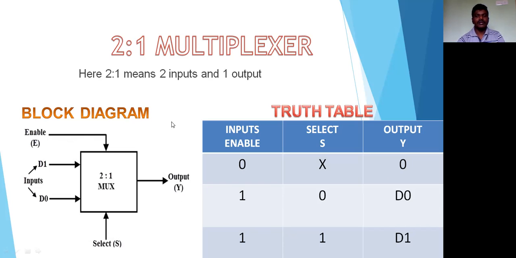As I told you, any combinational circuit can be represented in three ways. That is truth table, logic diagram, and the Boolean equation. Here we have represented this 2 to 1 mux in truth table form. We can represent it in logic equation form also, and we can represent it in the form of a logic diagram. That we will see in the next slide.